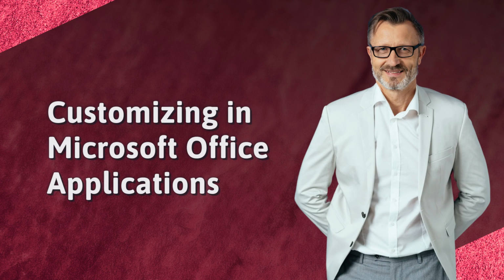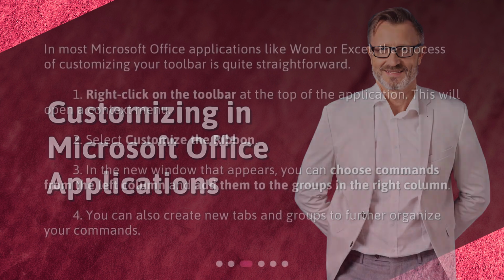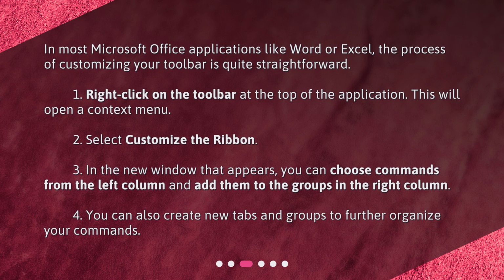Customizing in Microsoft Office applications. In most Microsoft Office applications like Word or Excel, the process of customizing your toolbar is quite straightforward. 1. Right-click on the toolbar at the top of the application. This will open a context menu. 2. Select Customize the ribbon.